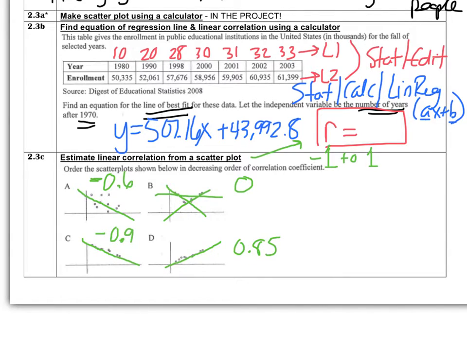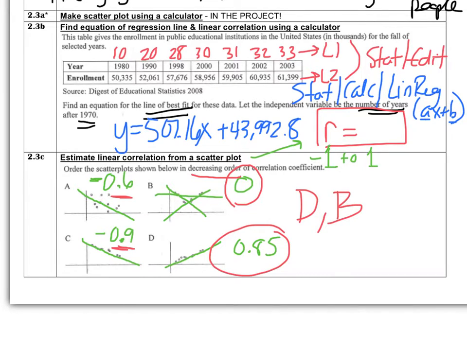Now it says to order the scatter plot in decreasing order. Remember, decreasing means to go from largest to smallest. So based on that, the largest correlation we see is right here with graph D, so that's first. The next largest is going to actually be the number 0 because that's bigger than this negative or this negative value, so it's B. Next largest is going to be negative 0.6, so A. And the last one, or the smallest in this case, is going to be graph C.